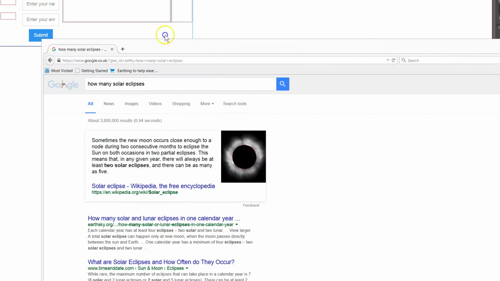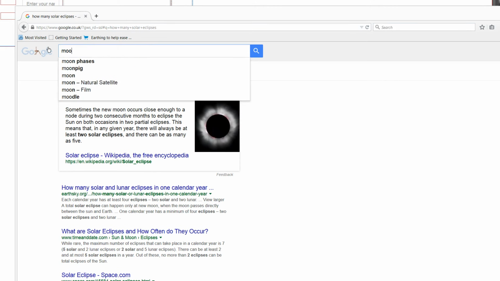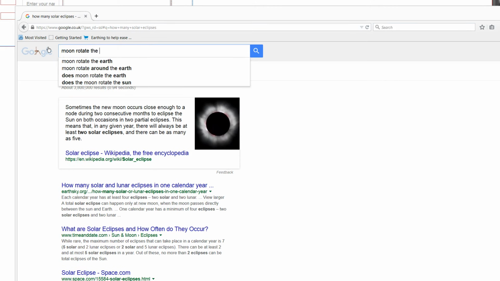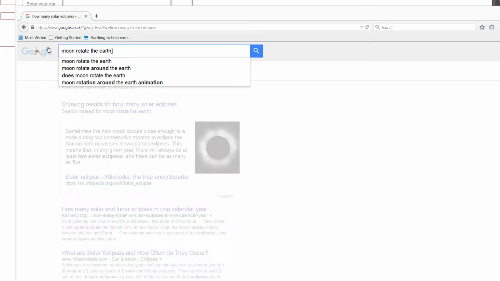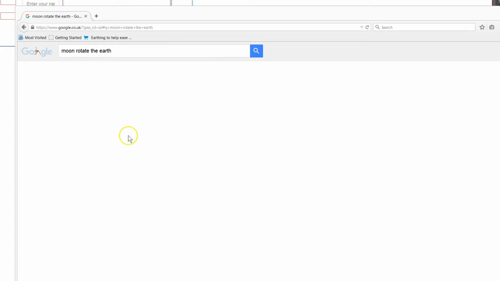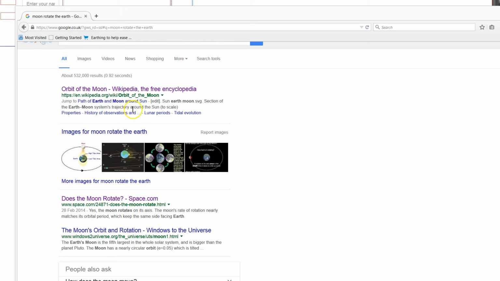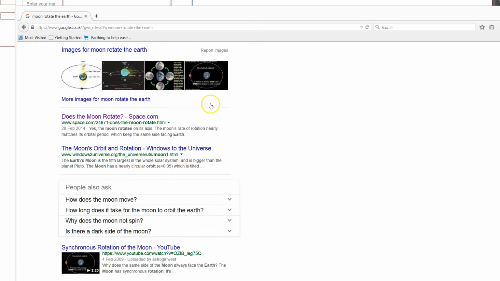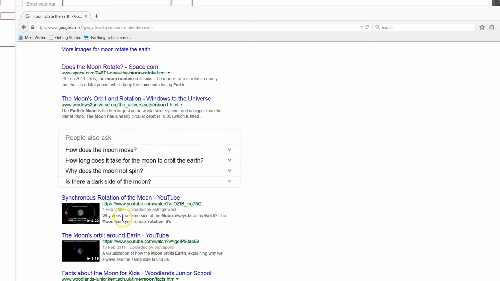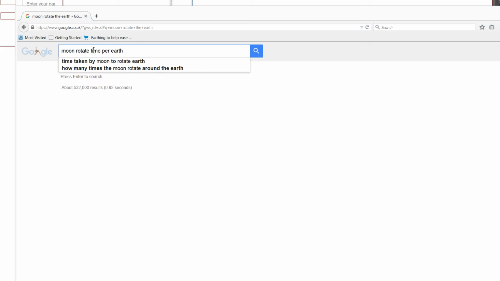Now they say, how long does it take the moon to rotate the Earth? Moon rotates around the Earth. Okay, it says moon to rotate the Earth. Sun, moon, how many times a year? Let's put in rotate times, times the year.